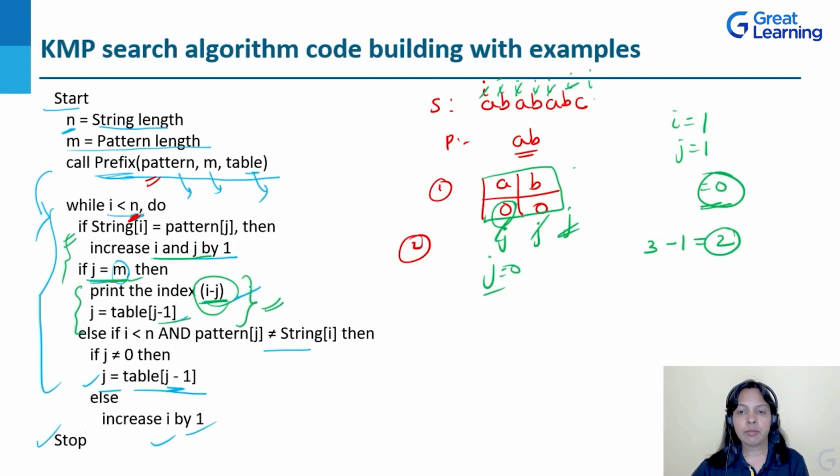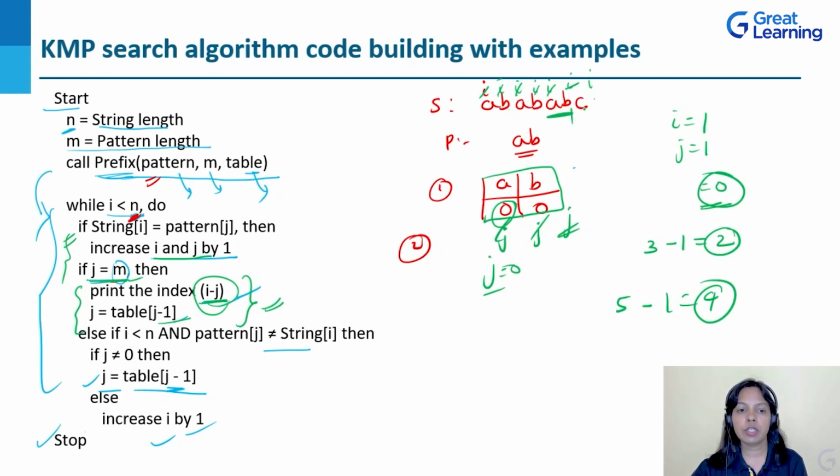We have to print the index I minus j. So right now where was I pointing? At this location, right? So this was location 0, 1, 2, 3, 4, 5. So 5 minus j, which was pointing at 1, so it was the fourth index. So 0, 1, 2, 3, 4. So this was the index location where the pattern was found, right?